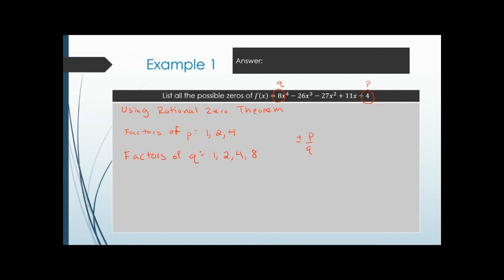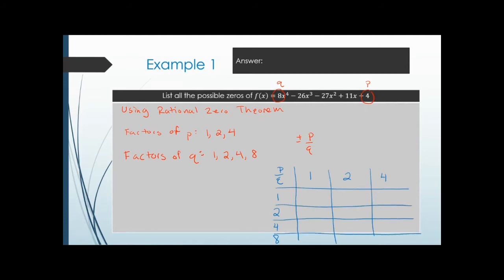So one way to do this is to make a table so that you can be sure that you've tried all of the combinations. So I want to have P over Q here. I have my factors of P going across, 1, 2, and 4. And then my factors of Q going down, 1, 2, 4, and 8. So I'm going to just make a table.